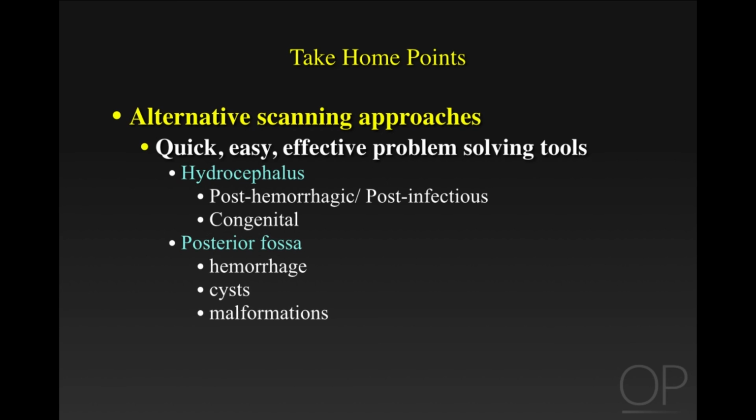So we've reviewed the alternative scanning portals that we have through the skull using the posterior fontanelle, the squamosal suture, the mastoid fontanelle, and the foramen magnum. These are quick and easy to learn, and they're very effective problem-solving tools in hydrocephalus and posterior fossa abnormalities.